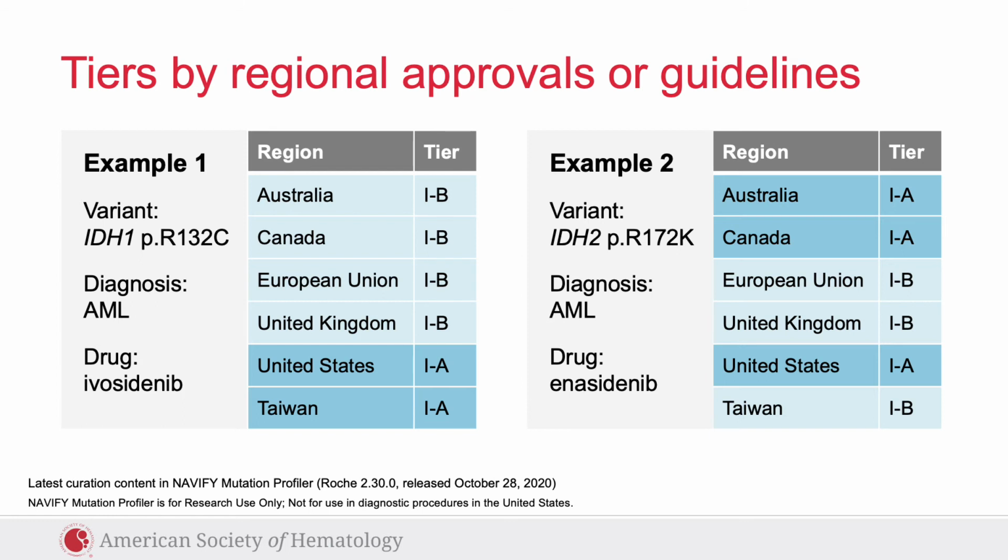If we look at examples of two specific variants in acute myeloid leukemia, we see that Navify Mutation Profiler would automatically tier these as 1A or 1B depending on the region. For IDH1, this is because ivosidenib is approved by the US FDA and Taiwan FDA, but has not yet been approved by the EMA for the European Union, NICE for the UK, etc. Same with IDH2. Enasidenib is approved by the US FDA, Australian TGA, and Health Canada. It is also recommended in the NCCN and ESMO guidelines, but not yet approved by the EMA, NICE, and Taiwan FDA.